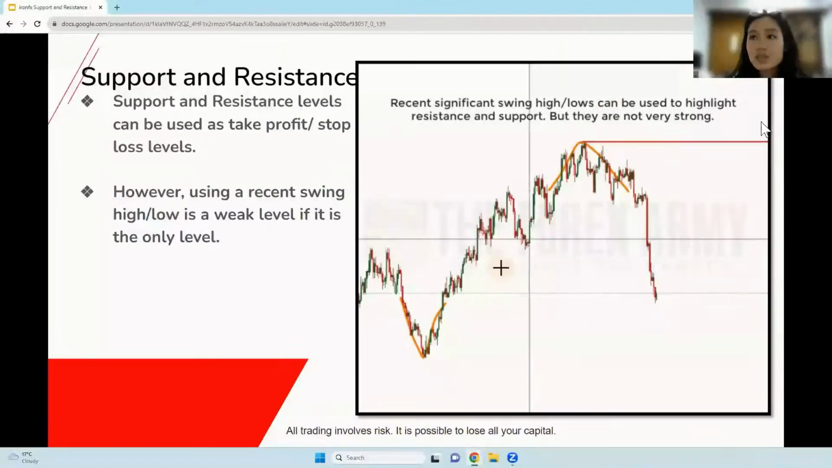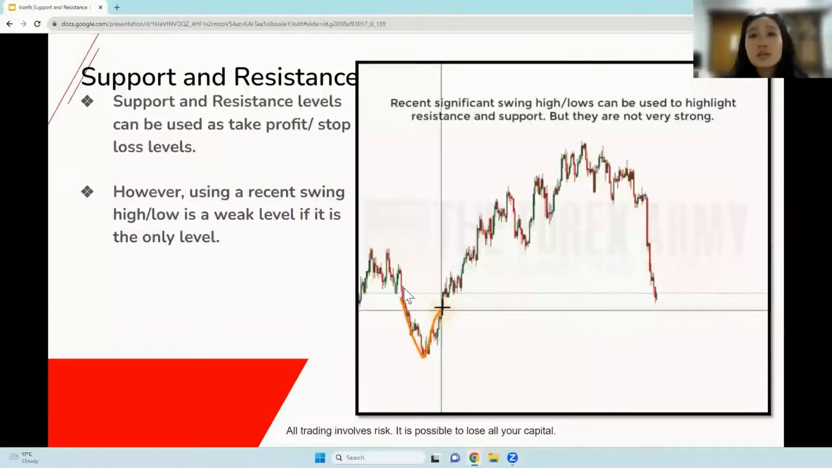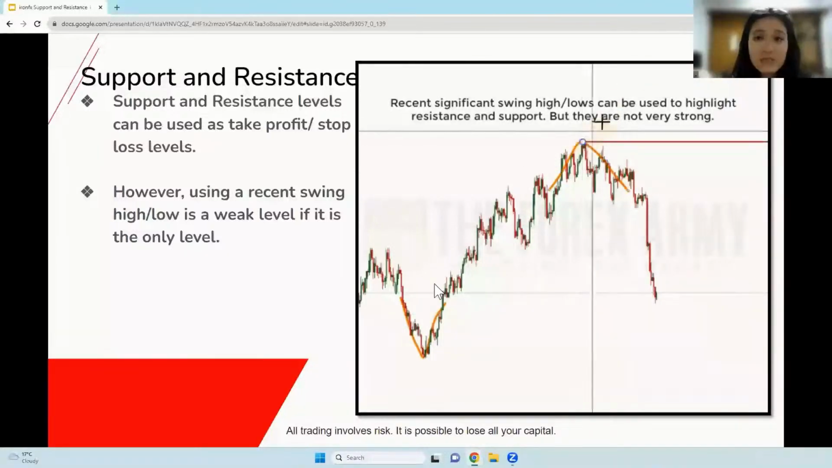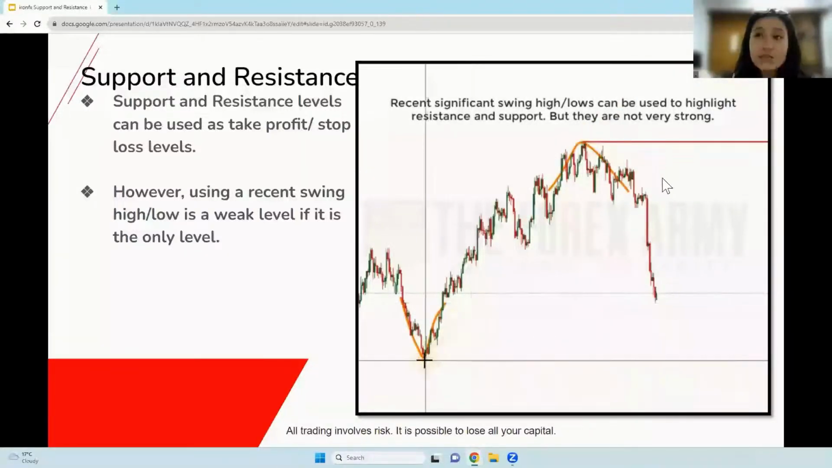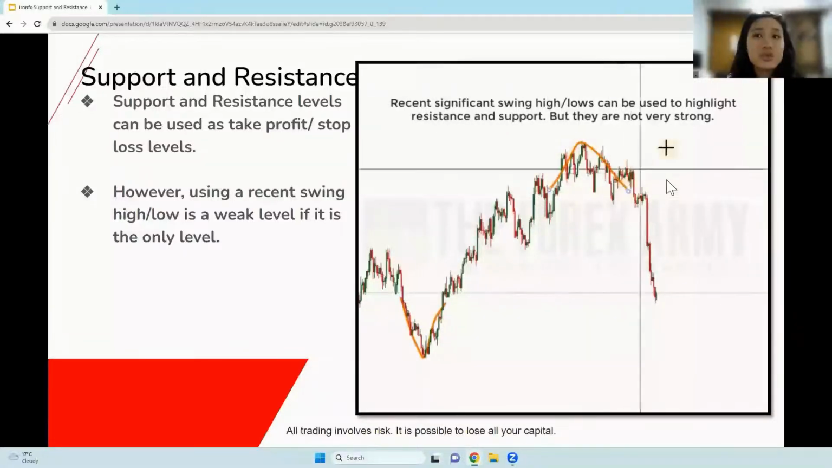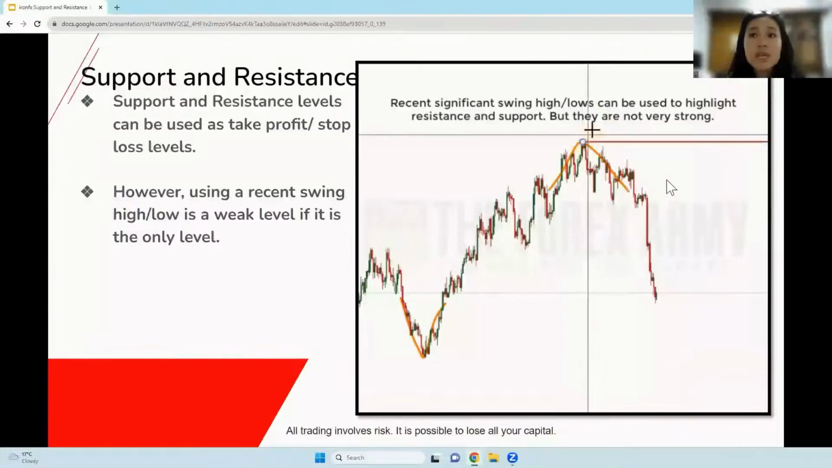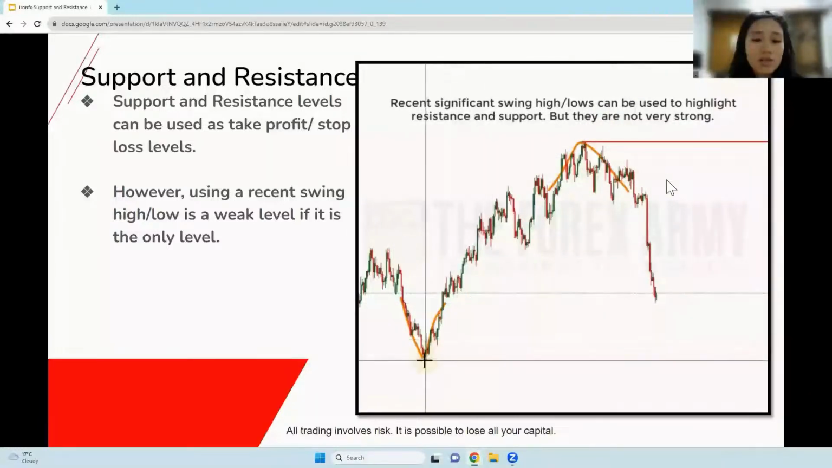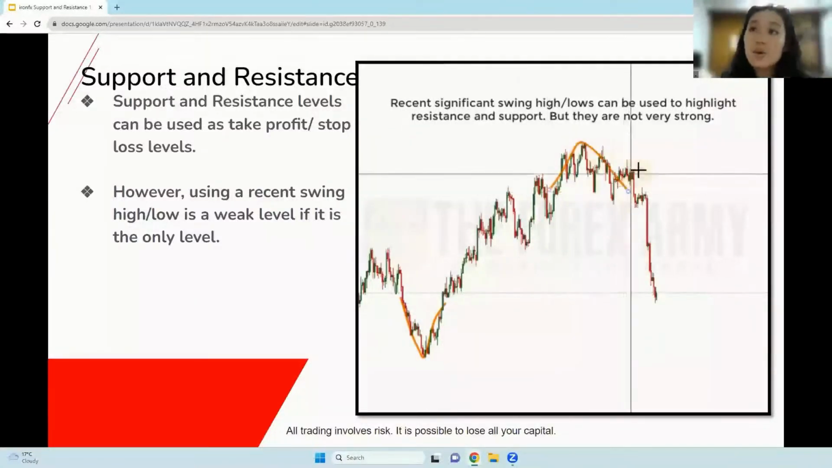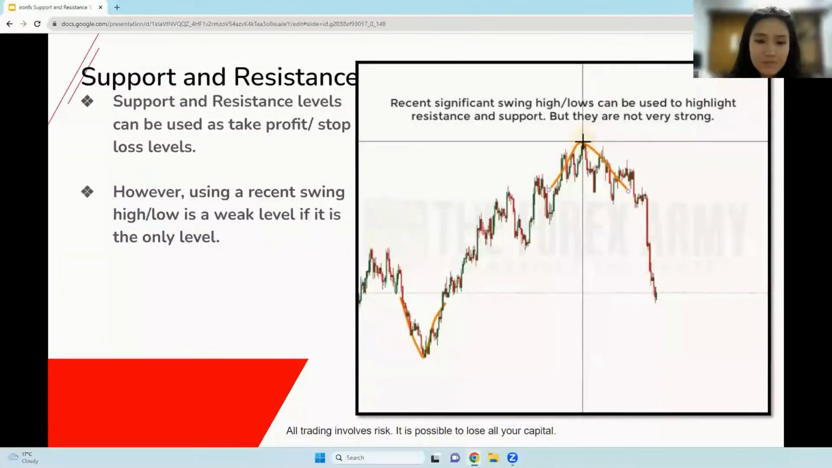So you can see in this GIF here, the recent swing high and lows, although they are significant, so you can see them very clearly, but they are not strong levels to use because we don't have additional Fibonacci levels to support them, and we don't have pullback or overlap support levels or multiple swing high or swing low support levels. So I'll show you what exactly I mean by that.